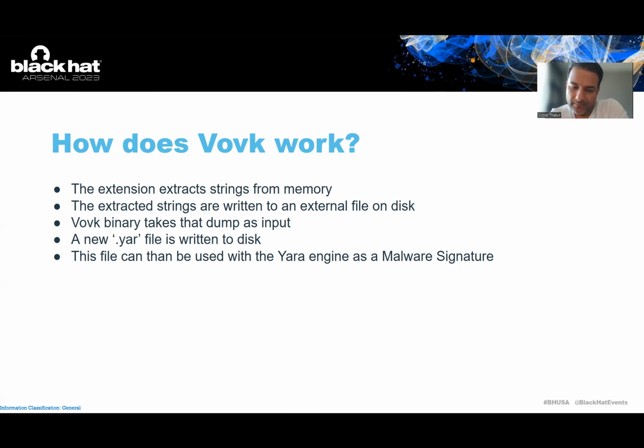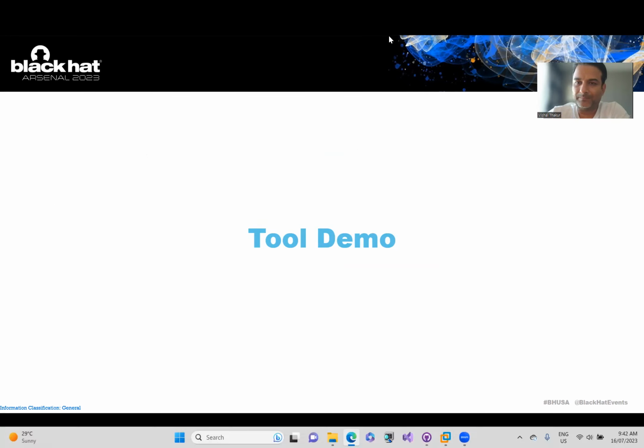Then we run the actual executable, the Vovk binary, that takes this dump that's been written to the disk as an input, works upon it and spits out a new file, which is a .yar file, which is literally a Yara rule set at that point in time. This Yara file can then be used with your Yara engine as a malware signature to detect malware. You can run it against actual binaries, and more importantly, against memory dumps that you've already taken from infected systems. And with that, let's jump into the tool demo.